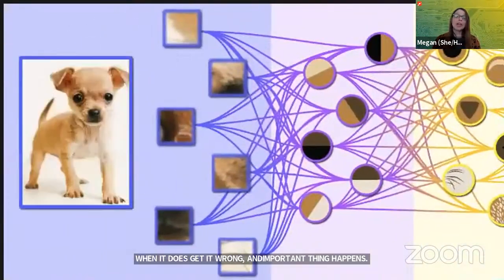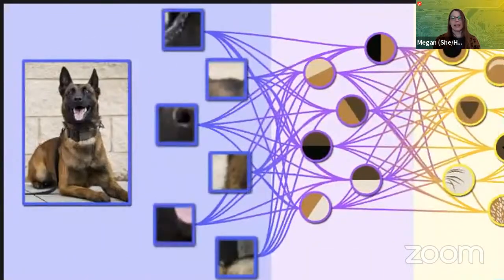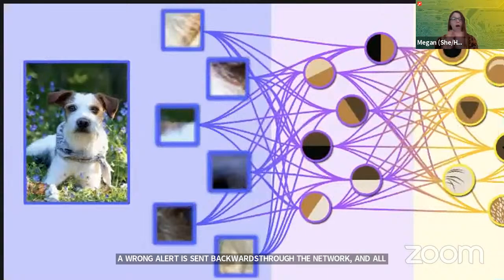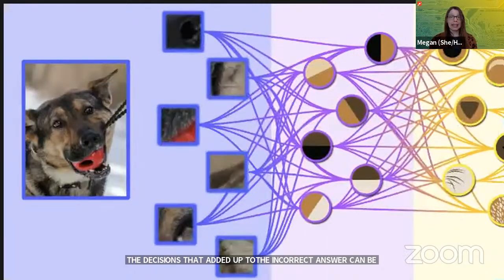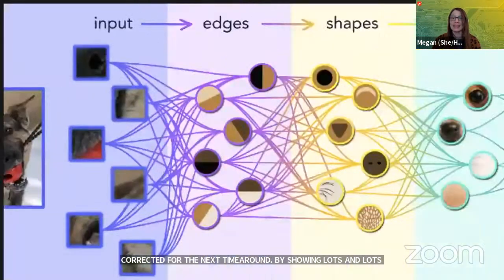And so, by showing lots and lots of examples of photos of dogs, all kinds of dogs, and correcting the neural network every time it gets the wrong answer, we can train our neural network to get better and better at getting the right answer.